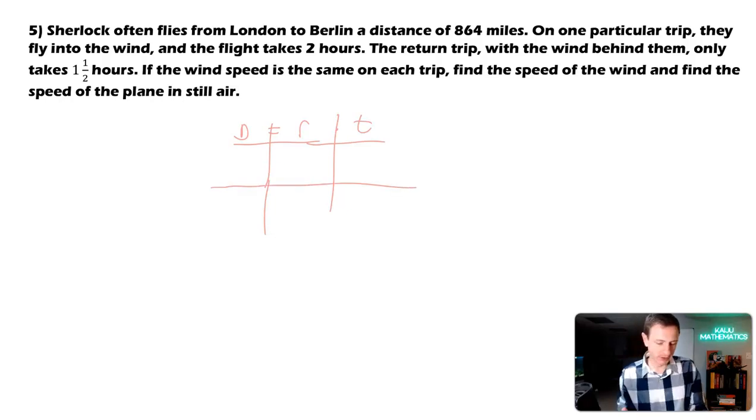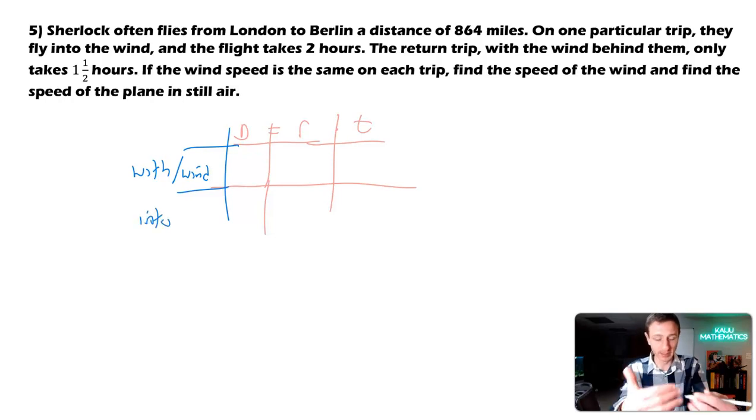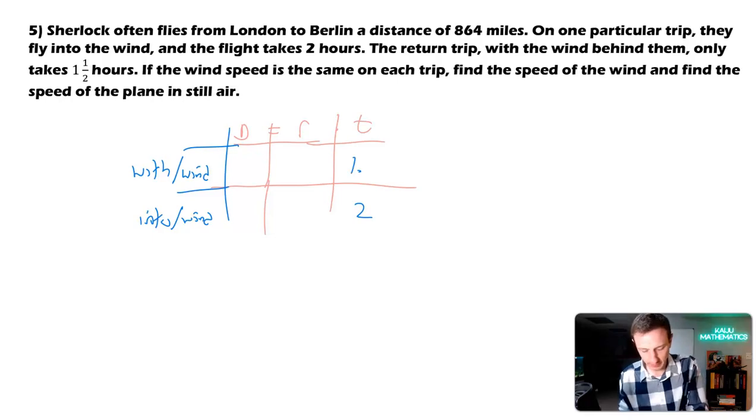And I know you'd be thinking, well, can we just set up some sort of equation with a single variable? Yeah, probably, maybe. But let's try to set up a system. So we are going with the wind in one scenario, and we are going against the wind in another scenario. I'm going to call it into the wind. So this is with, and this is into, so we're going against the wind in another scenario. Now it says they fly into the wind, the flight takes 2 hours. So into the wind took 2 hours, with the wind took 1.5 hours.